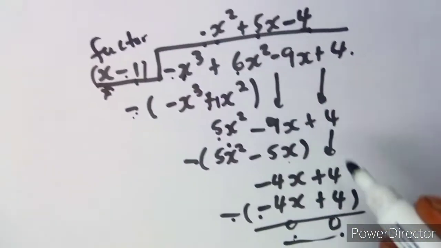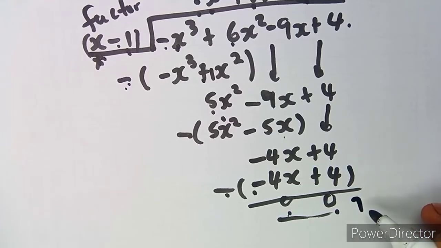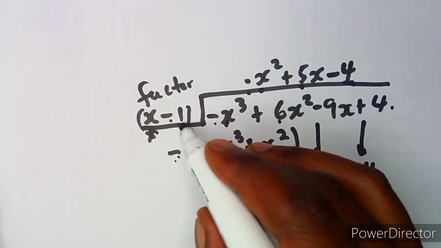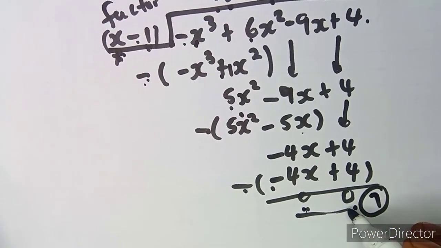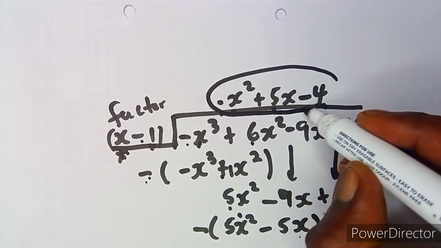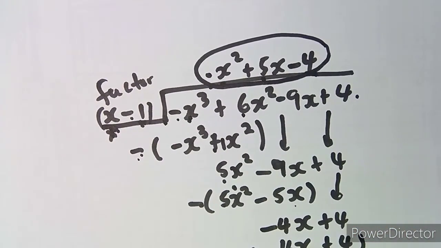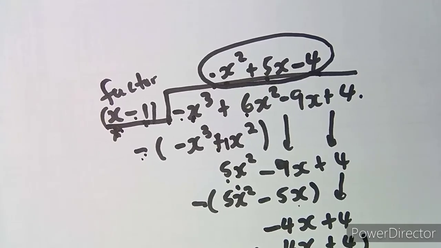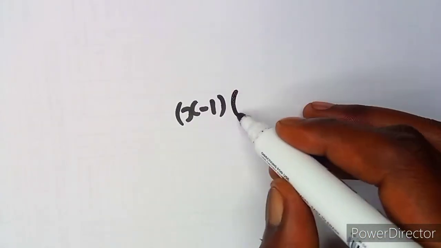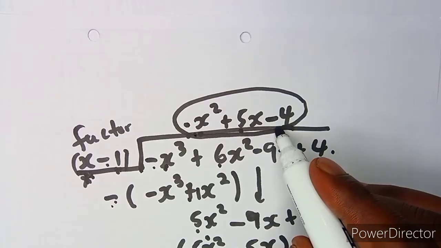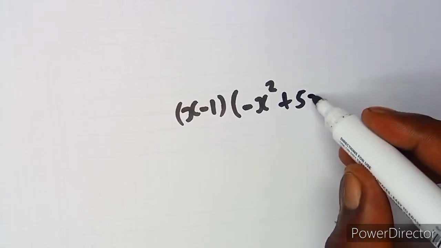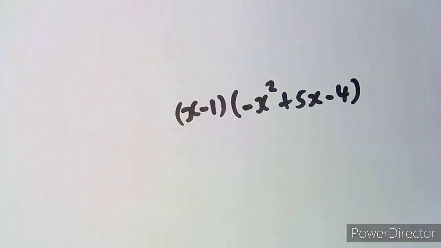If you do not obtain a zero, maybe you remain with a number like 7, it means that number or that expression that you used to divide is not a factor. But when you obtain 0, 0 like this, it means x minus 1 is a factor. And also this quadratic expression on top is also a factor. So what are we having at the end? We are having something like x minus 1, which is a factor, and also another factor, which is this quadratic expression of minus x to the exponent of 2 plus 5x minus 4 like this, which is also another factor.